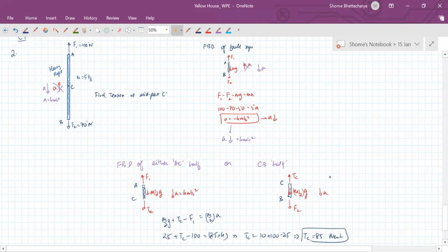And you will see that this one will give you the same thing. If you write the equation for this one, you will get F2 plus this half weight minus tension should be this mass into a. So 70 plus 25 minus TC should be equal to 2.5 into 4. Okay, so 95 minus TC should be equal to 10. So this will give you the same. The tension at the midpoint is 85 newtons.